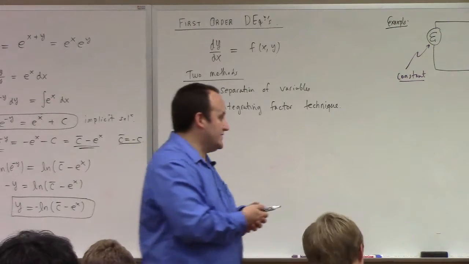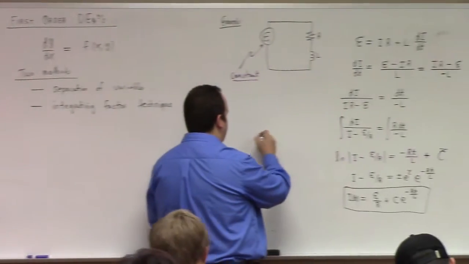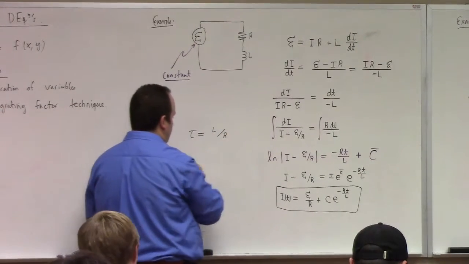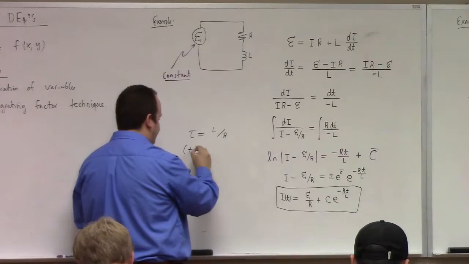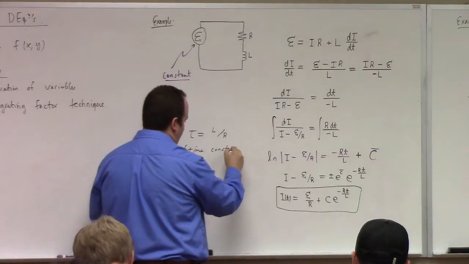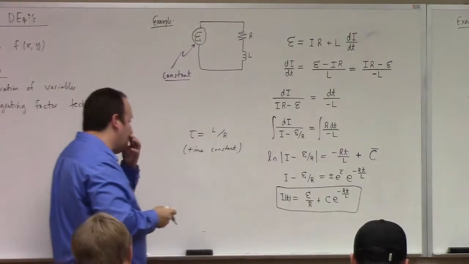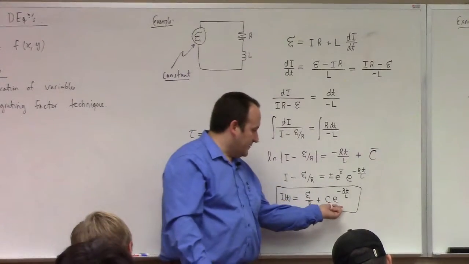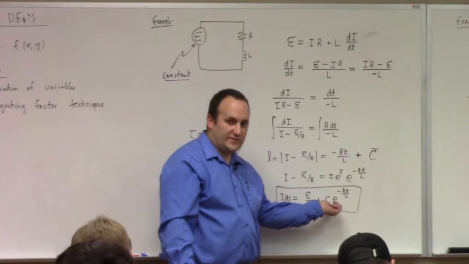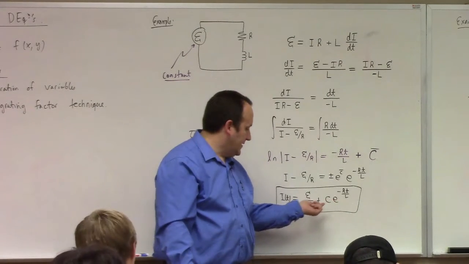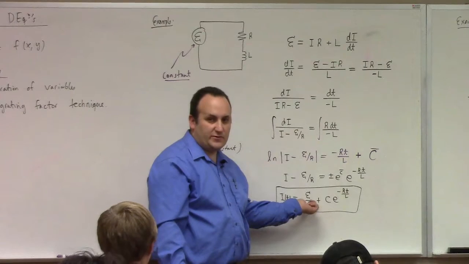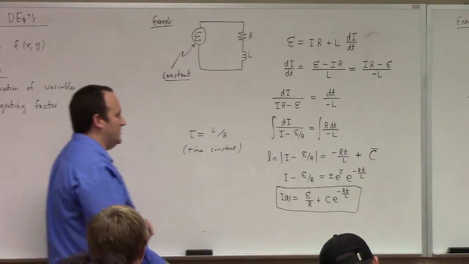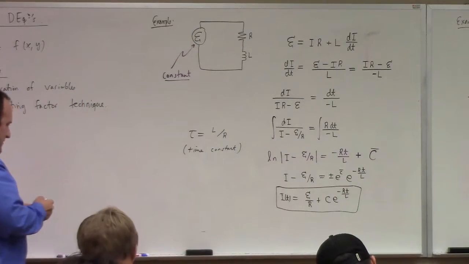So after a few time constants, tau, which is L over R, the current has settled. This transient term goes to zero effectively after 5 time constants. It's like 1% of whatever it was to start with. And you're just left with E over R, which is just plain old Ohm's law, the voltage divided by the resistance.